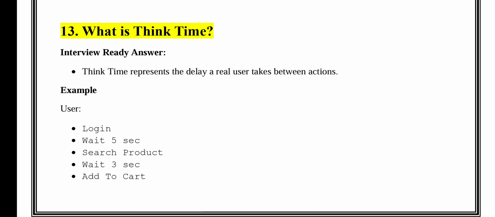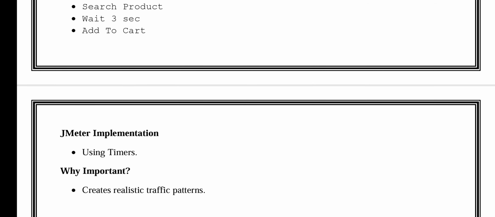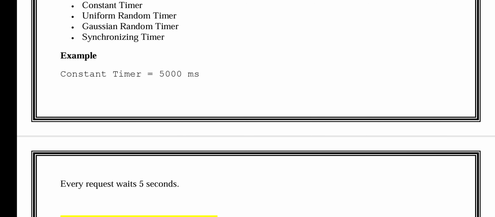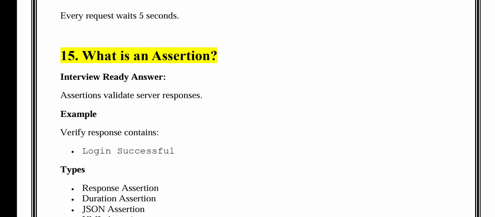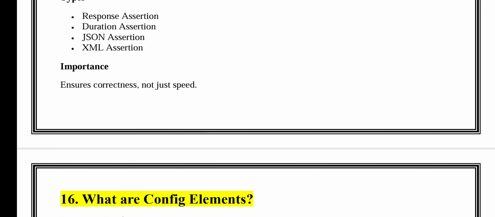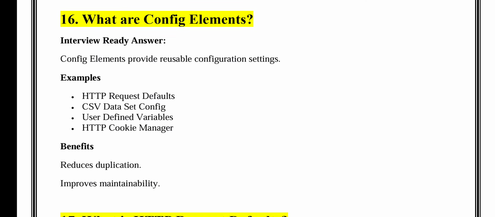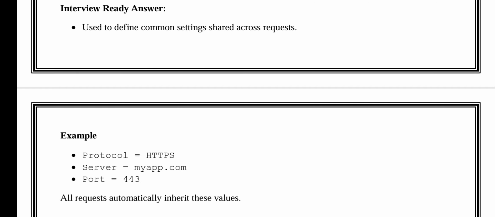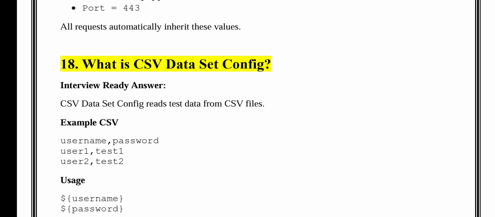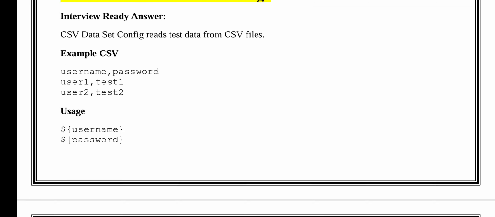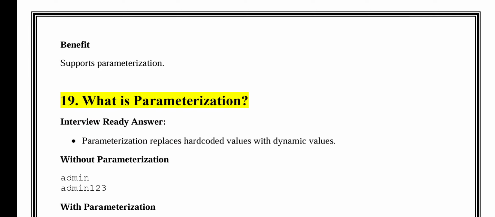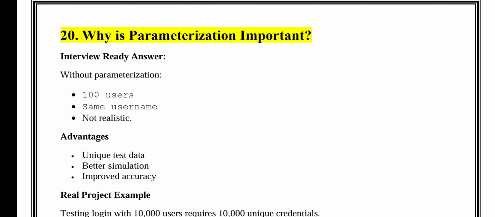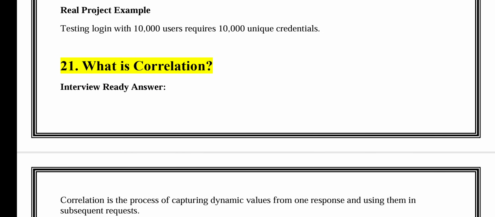What is think time? What is a timer? What is an assertion? What are config elements? What is HTTP request defaults? What is CSV dataset configuration? What is parameterization? Why parameterization is important? What is correlation?